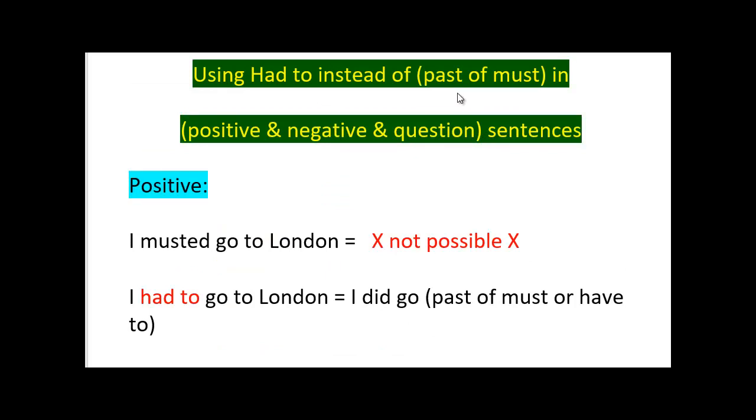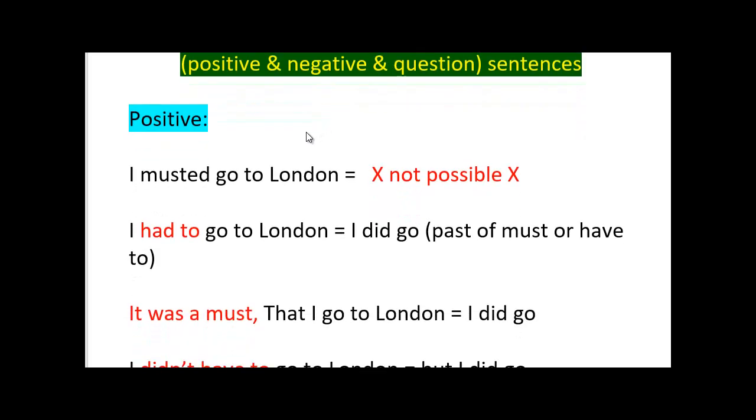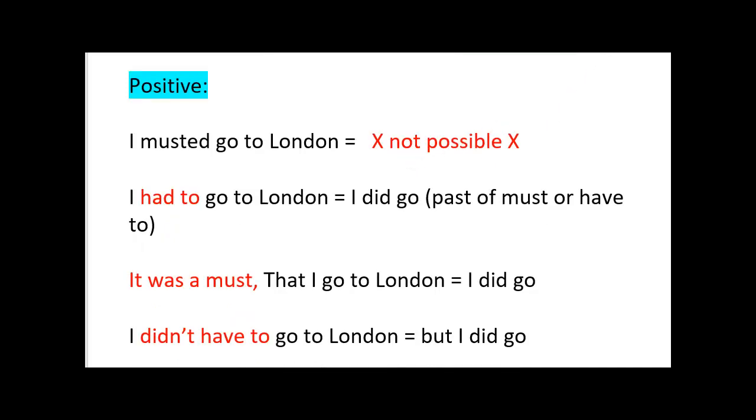Examples of using "had to" instead of "musted", the past of "must", in positive, negative and question sentences. Let's see some examples. For positive, you can't say "I musted go to London." You say "I had to go to London." So you're talking about the past. You went, and you're explaining that you went because it was a must. Got it? Good. Or you can say "it was a must that I go to London."